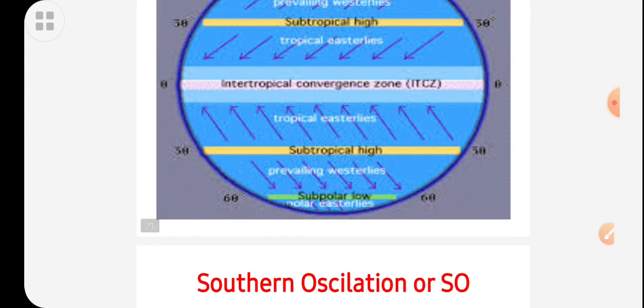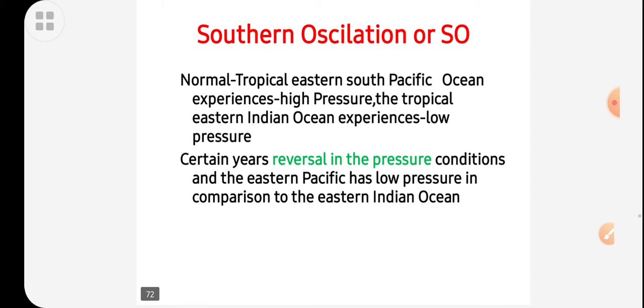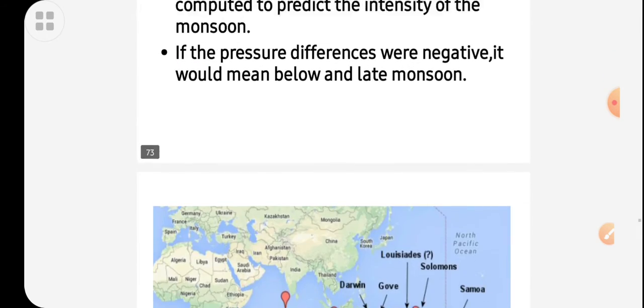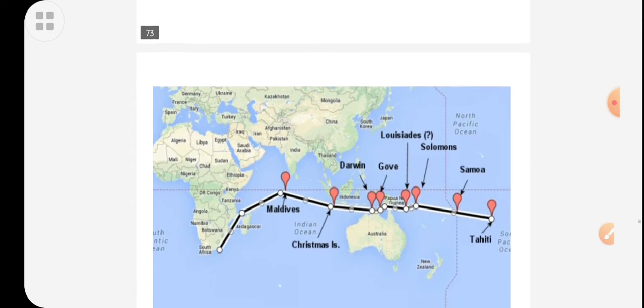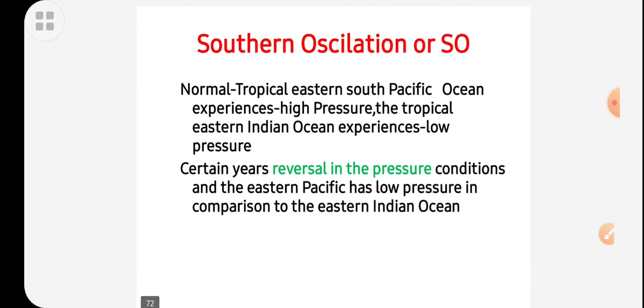So here you see ITCZ, because I have shown this earlier to you. Southern Oscillation, or SO, is what? That reversal of the pressure. So here the diagram you can understand. Again I am showing this because something was left out in that previous video.